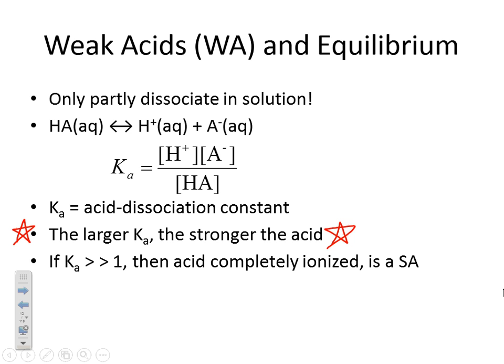So if the K value is enormous, then you know you have a strong acid and not a weak acid. Weak acids will have Ka values less than 1. You'll have more of the HA rather than H plus and A minus. That 5% dissociation coming in.